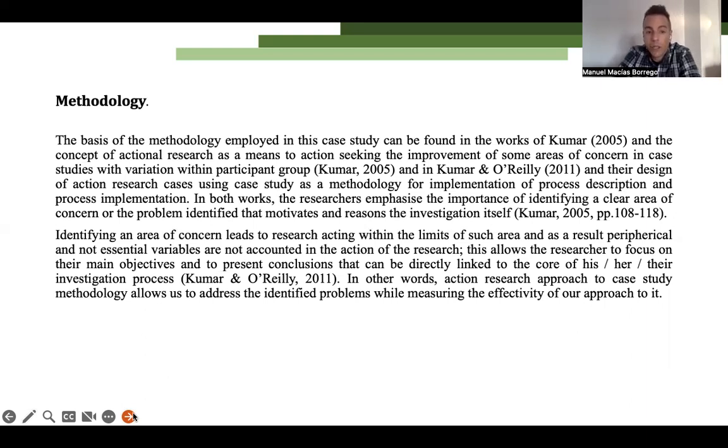Identifying an area of concern leads to research acting within the limits of such an area. As a result, peripheral and non-essential variables are not counted in the action research. This allows the researcher to focus on the main objectives and to present conclusions that can be directly linked to the core of his, her, or their investigation process. In other words, the action research approach to case study methodology allows us to address the identified problems while measuring the effectiveness of our approach to it.